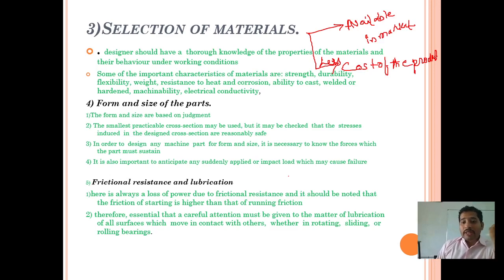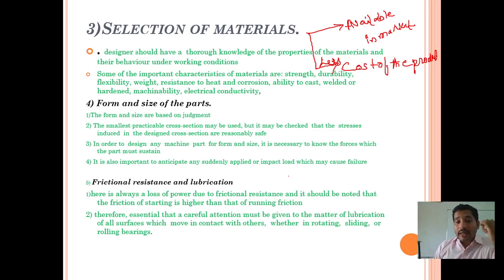So we have to purchase the product at less cost. We have to check whether it has the strength, the durability, and the flexibility of the material or not. So we have to select the material with less weight. As well as, we have to protect it from corrosion.